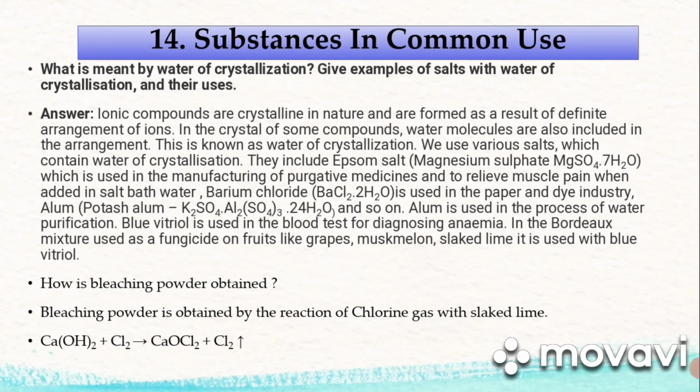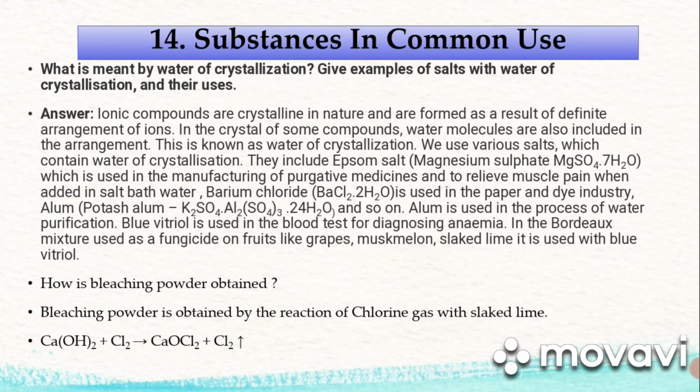What is meant by water of crystallization? Give examples of salts with water of crystallization and their uses. Answer: ionic compounds are crystalline in nature and are formed as a result of definite arrangement of ions. In the crystal of some compounds, water molecules are also included in the arrangement. This is known as water of crystallization.